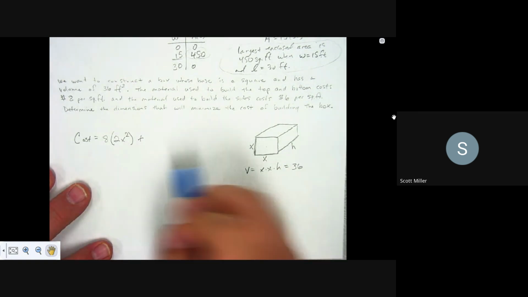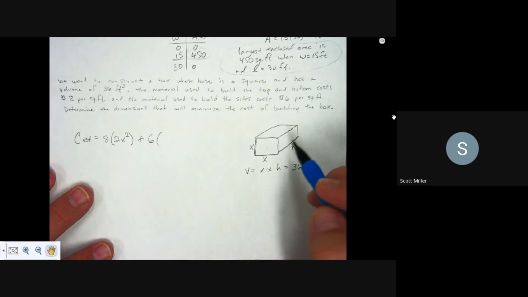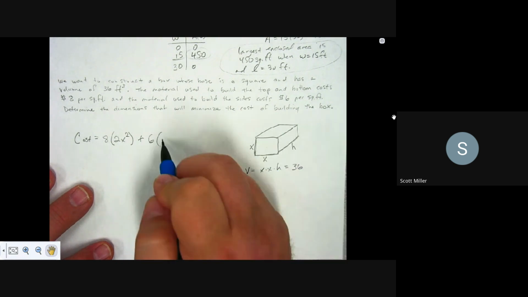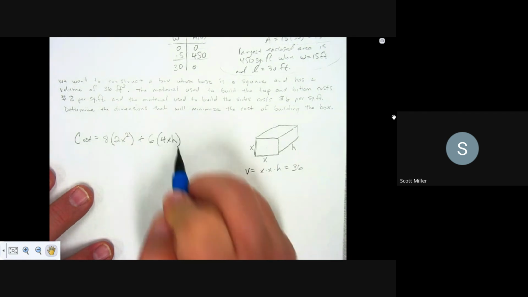The cost of the sides is $6. And what is the area of all the sides? Well, all the sides are going to be x times h. And I have 4 of those. So I have 4 xh's.